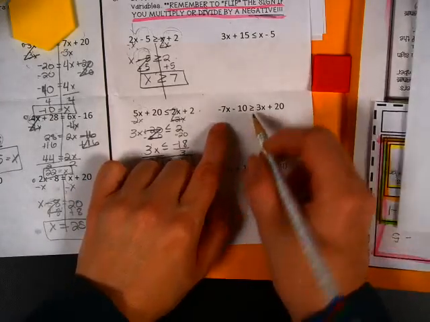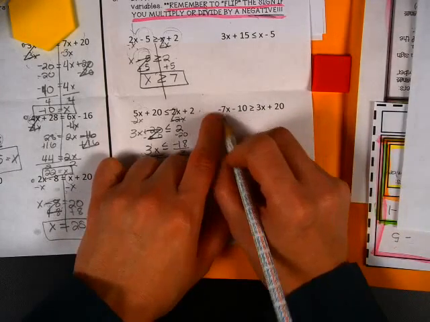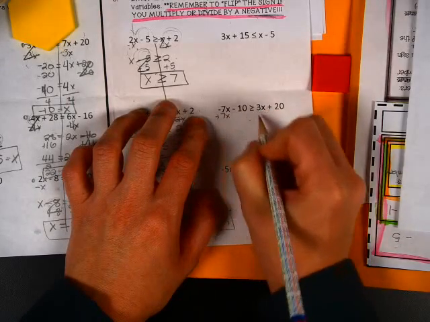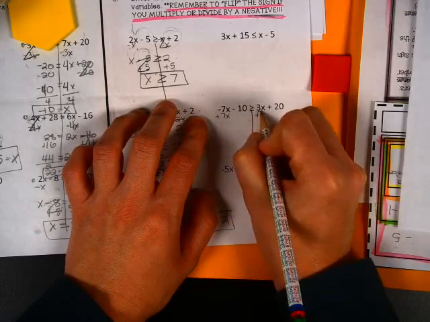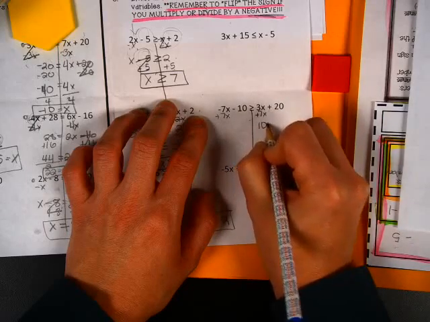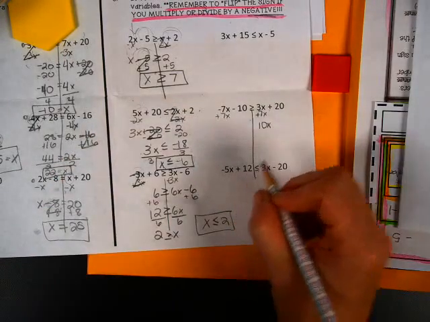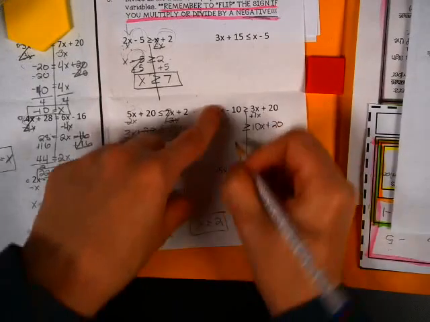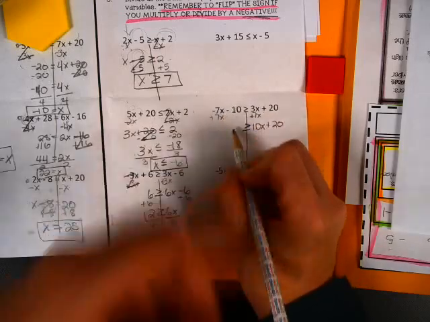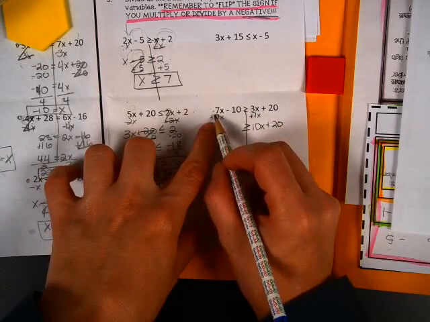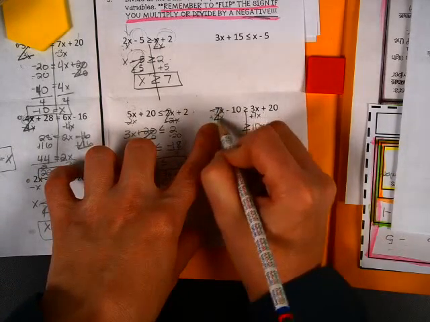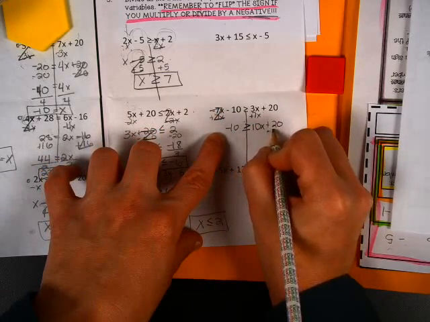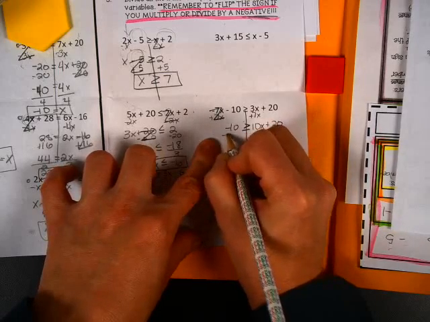Okay, let's go to this one. Alright, so this is a negative, this is a positive. I'm going to add positive 7x to each side. Here's 10x plus 20. And then this has gone away. I'm left with negative 10. So I'm going to have to subtract 10 on both sides.